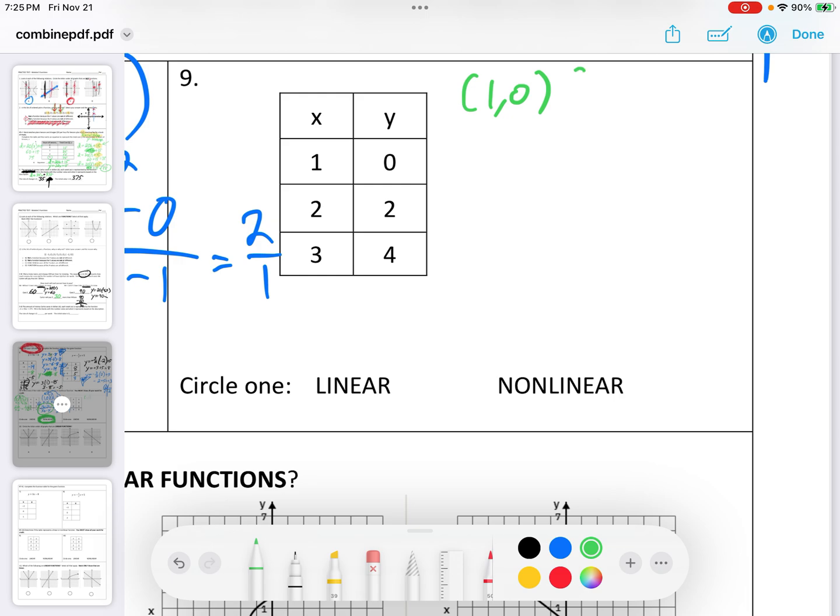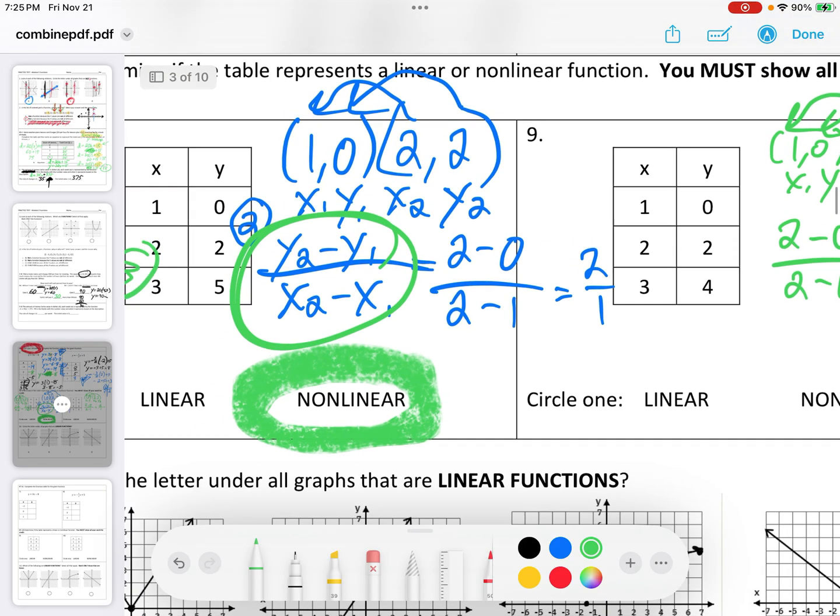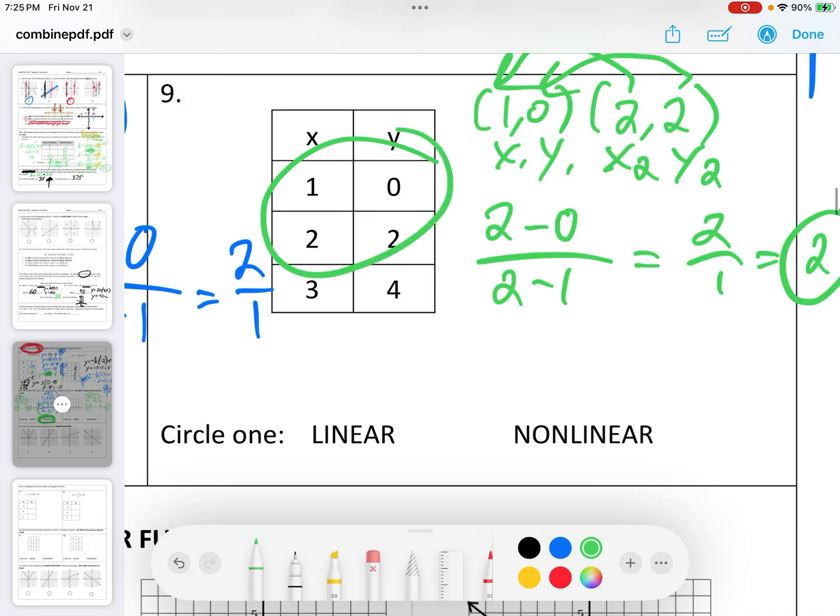How about this one? I wonder if this one is close. Well, you know what? Since they're making these close, let's do all of the work. 1, 0, 2, 2, x1, y1, x2, y2. All right, change in y over change in x. So the x's is 2 minus 0. The y is 2 minus 1. Okay, slope is 2. Is this the same 2 points? I thought it looked familiar. Okay, the slope from those is 2.